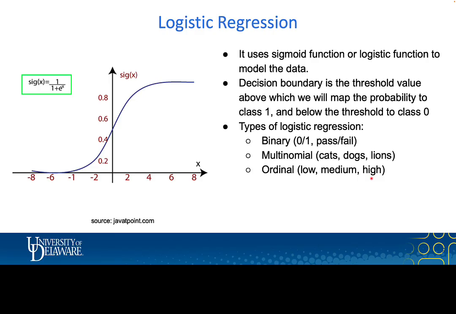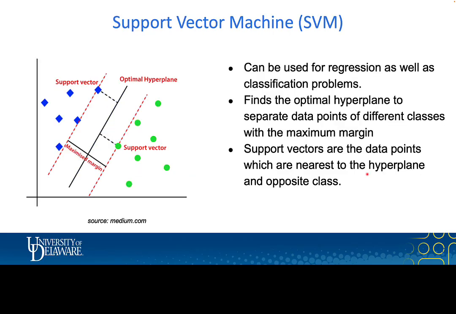For example, if we are talking about price, whether it's low, medium, or high. A support vector machine is a powerful supervised learning algorithm used for classification and also regression. It works by finding the optimal hyperplane, which is a decision boundary, depicted here by this solid black line, that best separates data points of different classes in a feature space. In this case, the 2 classes are the green dots versus the blue diamonds.